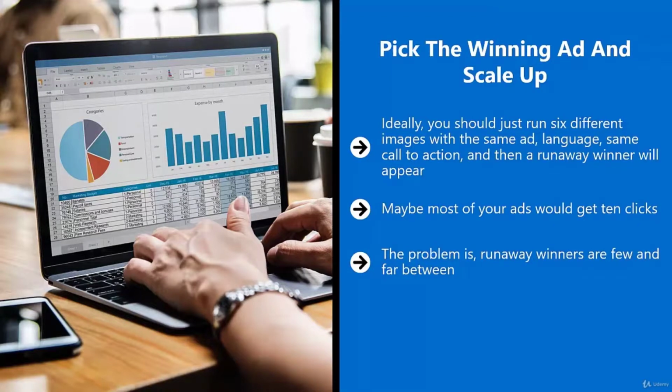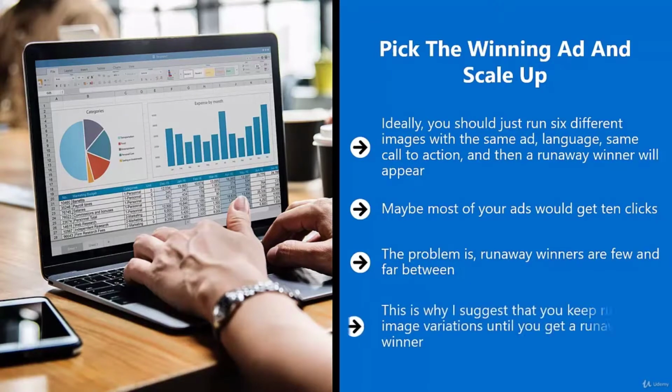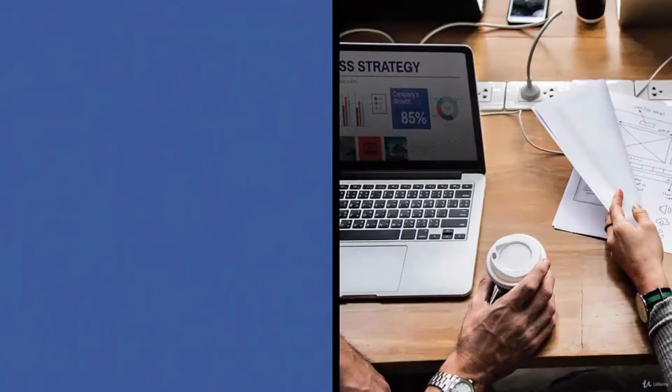Usually the difference between variations doesn't exceed 10 to 25%. You're lucky if it goes over that threshold. This is why I suggest that you keep running image variations until you get a runaway winner. That's when you know that the image is spot on.